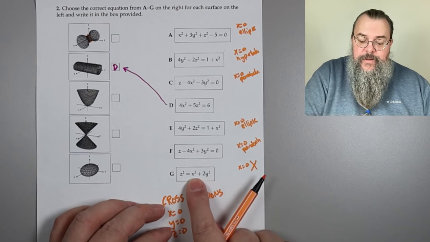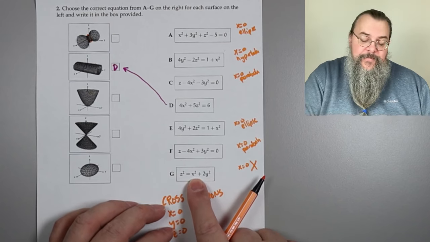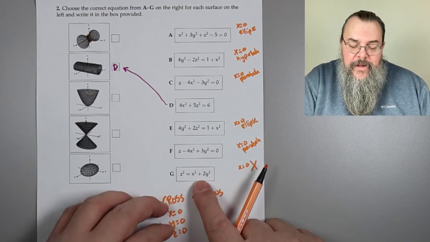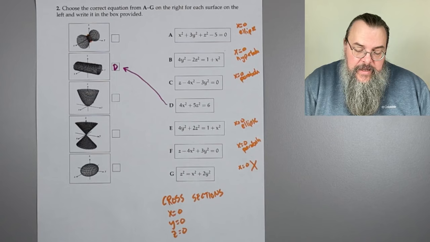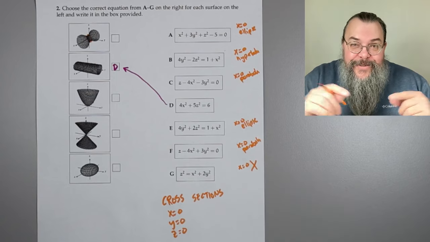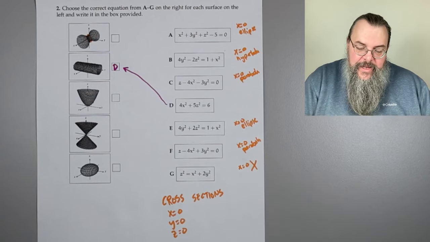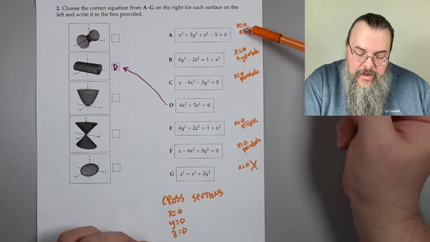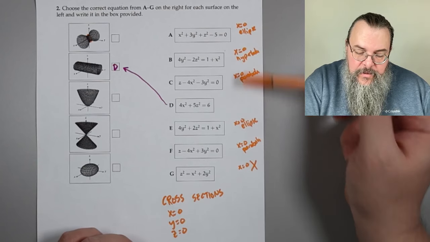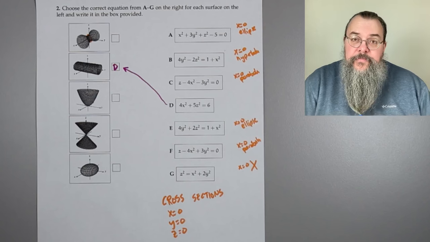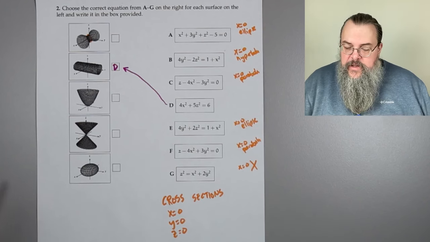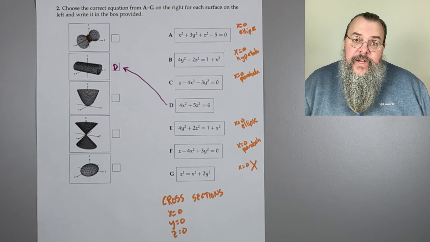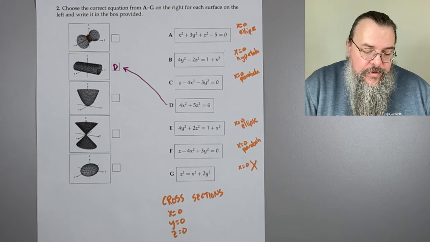So if you set x equals 0, z squared equals 2y squared, then that says z equals plus or minus y. That's two lines crossing. Okay, so we can already see it's one of these two equations. Cool. Well, let's try something else. Okay, so now let's take another cross-section. Let's set y equals 0.